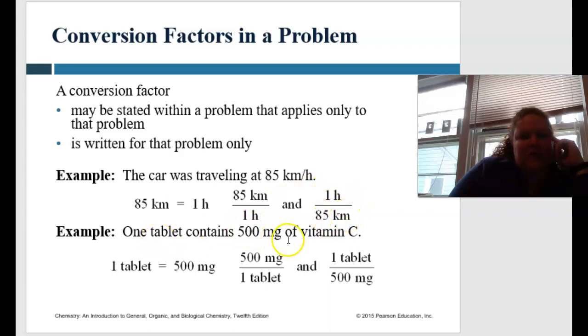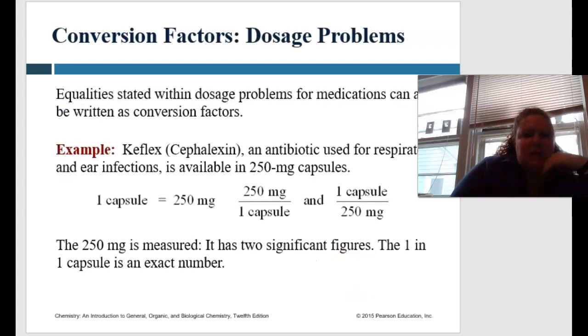Okay. Same thing with the vitamin C. This is just showing you the flexibility of how we can write the formula. Okay, so 1 tablet equals 500 milligrams, 500 milligrams per 1 tablet, or 1 tablet per 500 milligrams. So those are all the same thing.